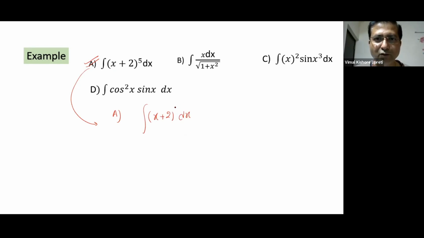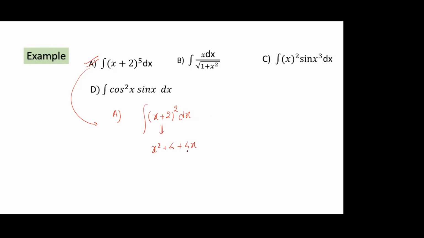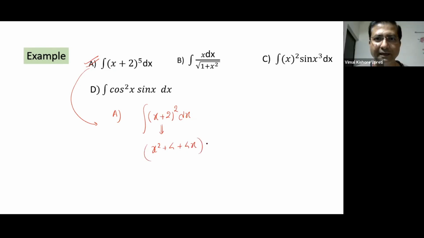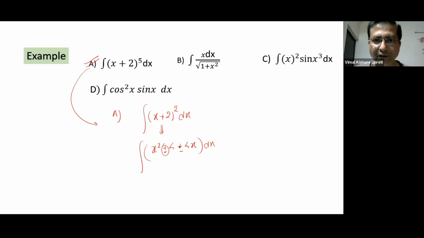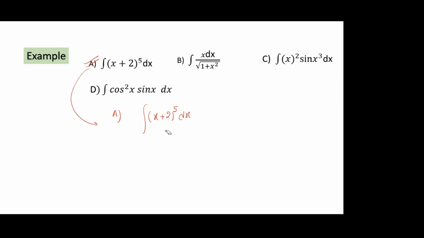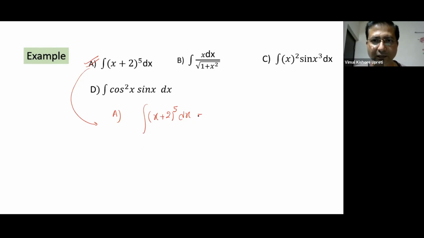But if the power 2 is written, I would have opened it: x square plus 4 plus 2x, 4x individually. We will do the integration and put whatever symbol is between these two. But here it is not easy to open the bracket. Substitution method, sir. Yes. Substitution method, try, tell me the answer.